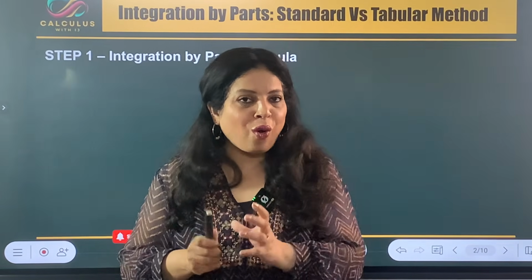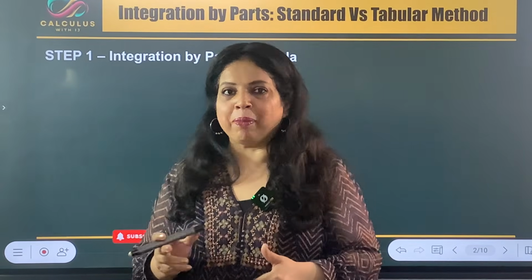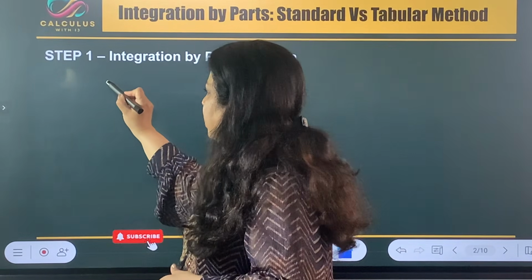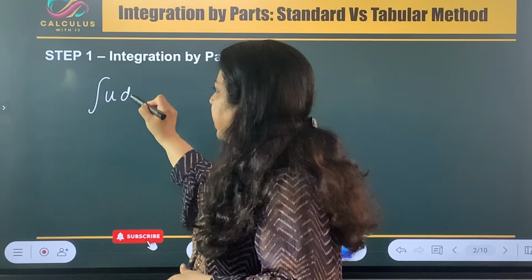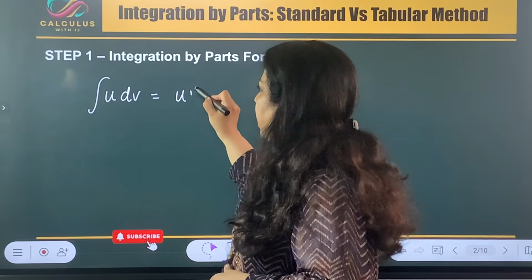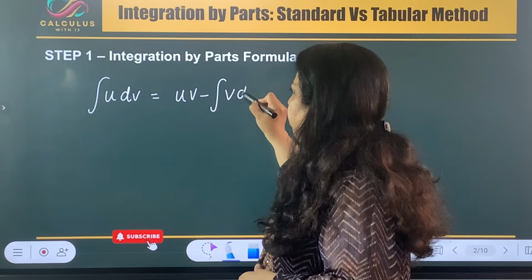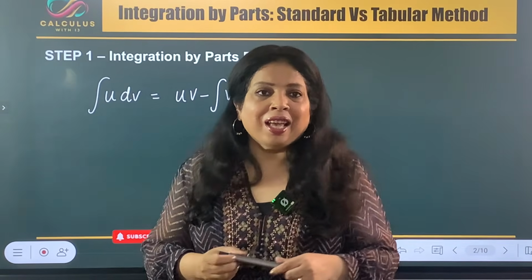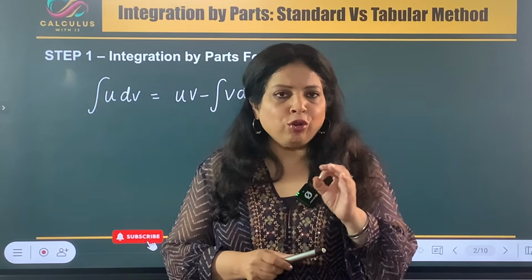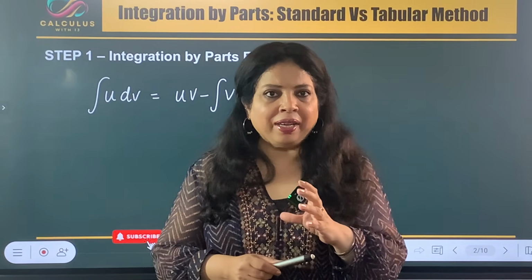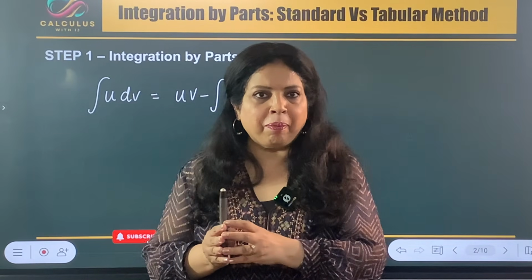Let's first recall the formula for integration by parts. So the formula is integral of u dv is equal to uv minus integral of v du. Whenever a product of two functions is given in the integrand, then we use integration by parts.